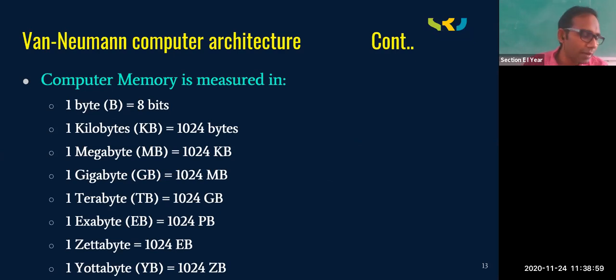In the same fashion, we are having currency. In currency notes, you are having 10 rupees, 20, 50, 100, 500, and so on, 2000. In the same manner, how the memory is measured inside a computer, this is the representation.